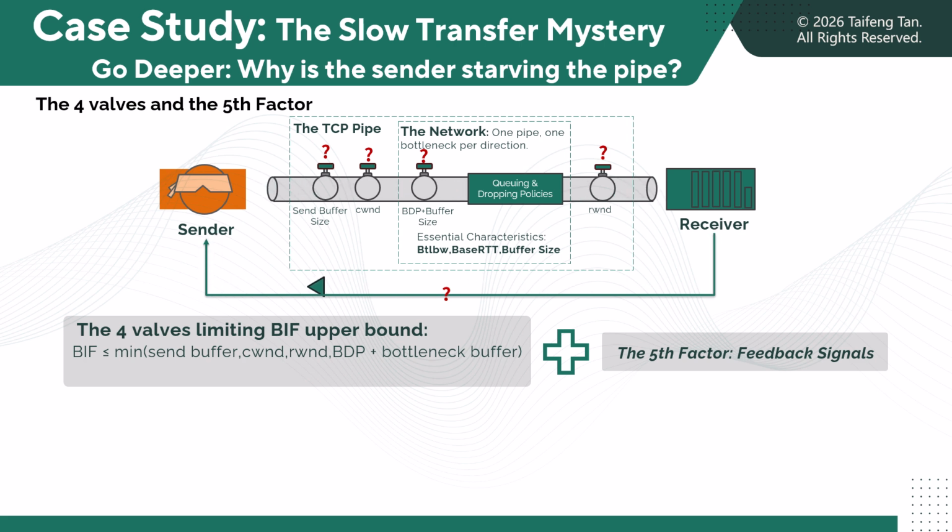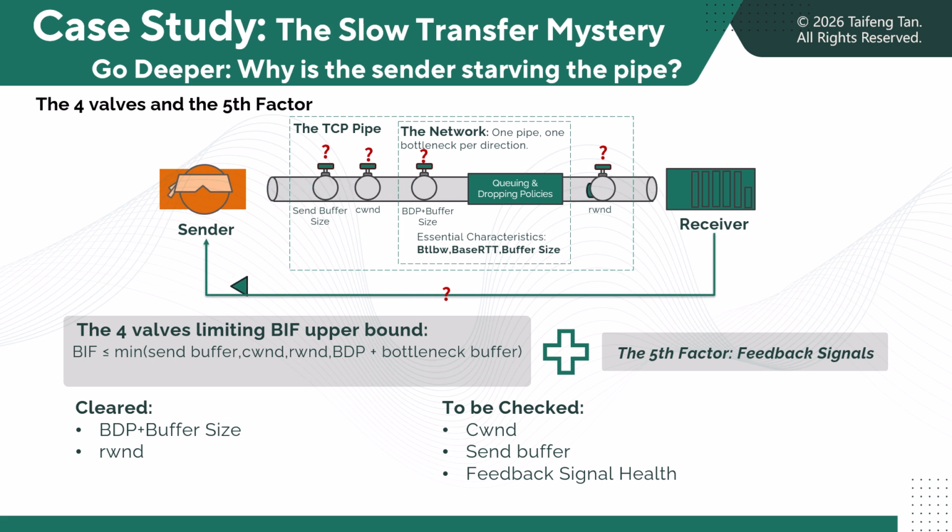And the 5th factor, feedback signals, determines how high bytes in flight can actually rise in reality. Feedback drives the dynamics. The valves define the ceiling. So first, let's check whether any of these 4 valves is the limiting factor, and then look at whether the form of feedback signals has affected the increase of bytes in flight.